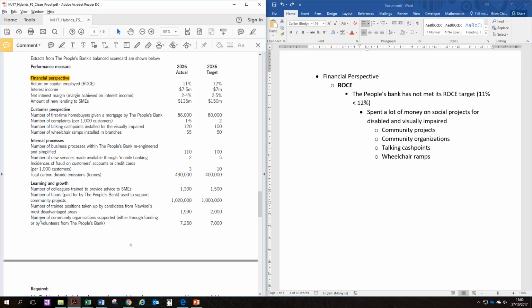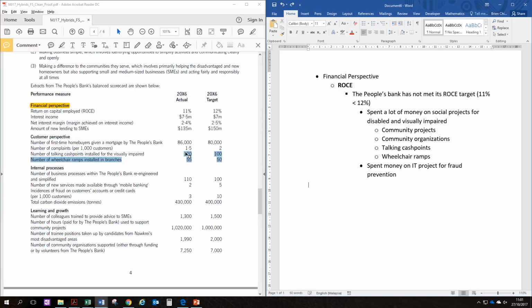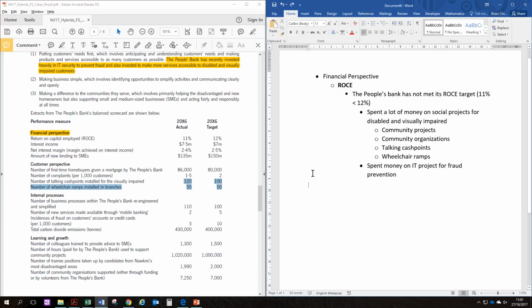You see the number of community organizations supported is higher than target. You have the number of hours paid to support community projects is also higher than target, and cash points and wheelchair ramps are higher than target. So they must have spent some money to pay for all this, which is higher than target. So that affects your ROCE. The second thing, as we have mentioned, is they have spent money on an IT project for fraud prevention. So all this would reduce your ROCE.